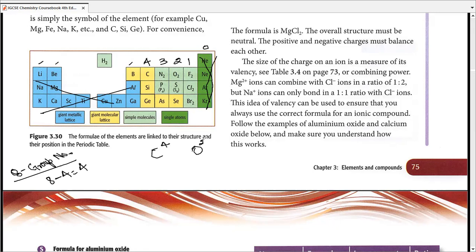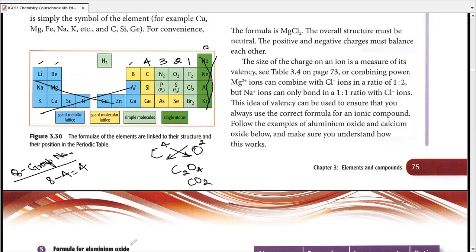2. So let's cross multiply them. What would be the answer then? C2O4. Can we simplify it? Yes. The answer would become CO2. C1O2, and basically we don't write 1. So there you go. Now you know how we get the formula of carbon dioxide.